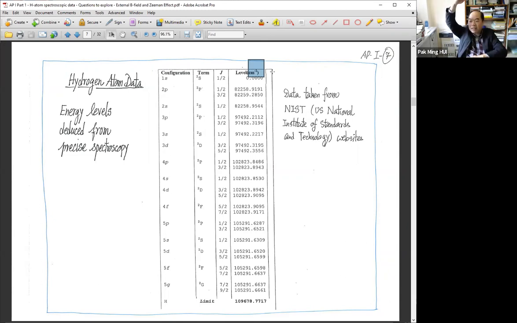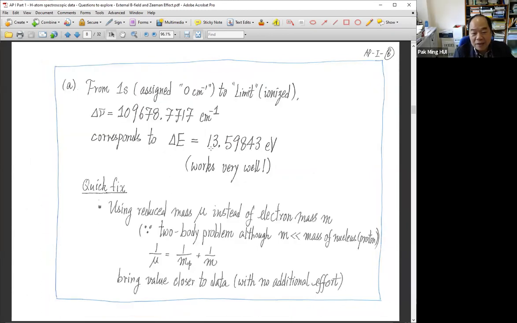If you ionize it, it takes that much wave number. You can convert it to energy. Okay, so you see that you convert it, divide, using hc. This is something like 13.6 eV. Pretty nice. Okay, so that is to say what you learned last term works. Okay, you see it's not quite right. Don't worry, you plug in the reduced mass, you can get it closer.